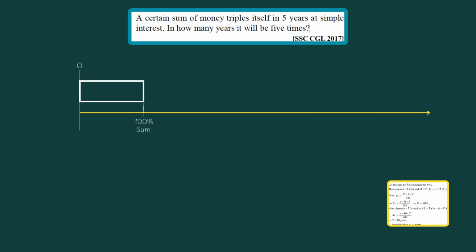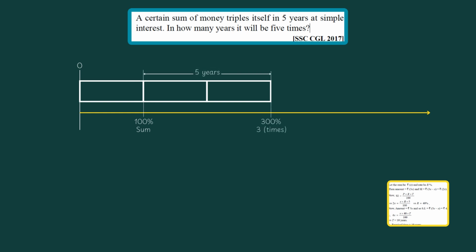Now, the problem says the sum triples itself in 5 years. That means the total amount after 5 years will be 3 times the principal. So, let's extend the bar to show how the money grows over 5 years. Since the money triples in 5 years, the total amount after 5 years consists of 3 parts. One part is the original principal. 2 parts are the interest earned.